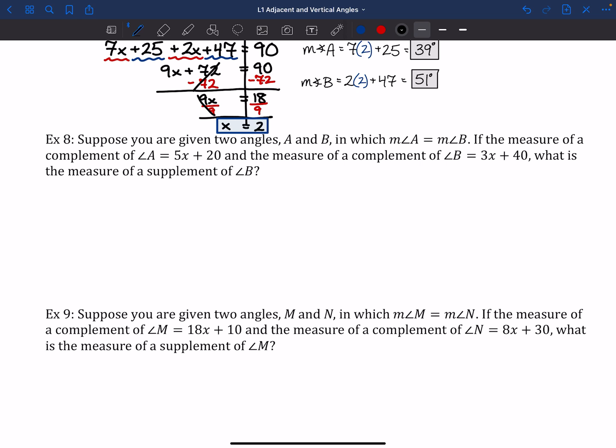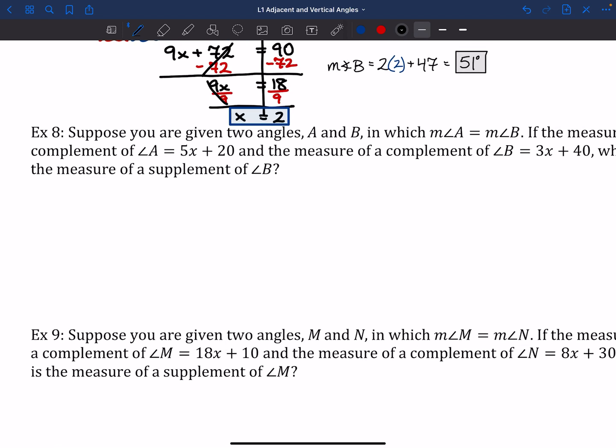We know that A and B are equal, which means that their complements should also be equal, right? If A and B are both 40 and we need to get to 90, then those complements both have to be 50, right? There's only one way to get from the same number up to 90. So what I can do is say that those complements are equal. So we're going to have that 5x plus 20 is equal to 3x plus 40.